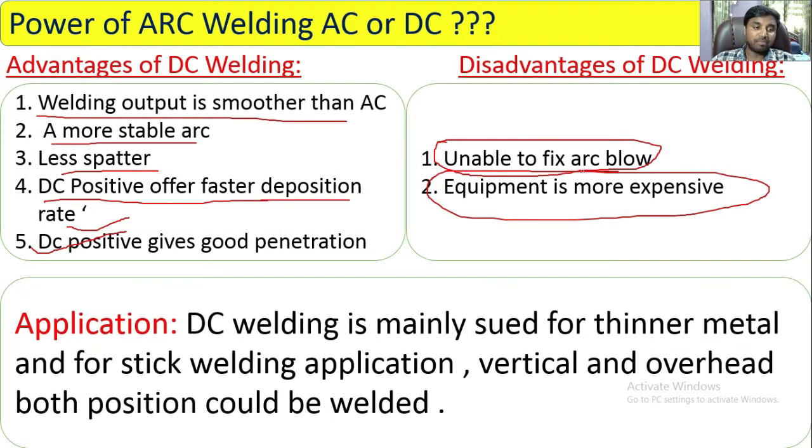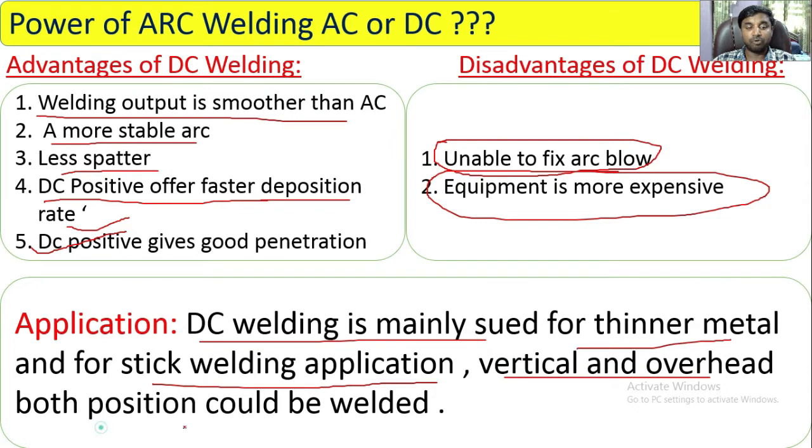And what is the application? Where is DC welding applied? DC welding is used basically for thinner metal, and for stick welding we can see it, and both the vertical and overhead positions can be welded. So both vertical and overhead positions could be welded with DC welding. So now we understand DC welding.